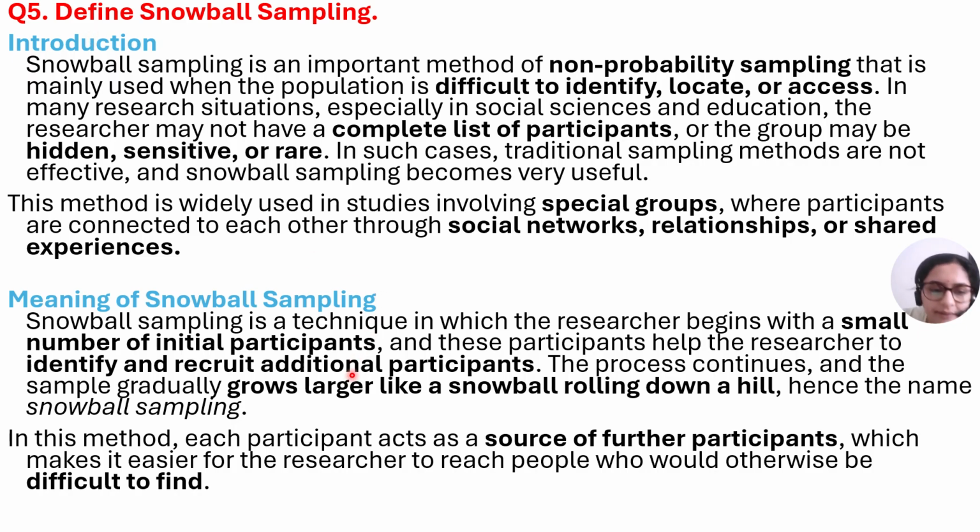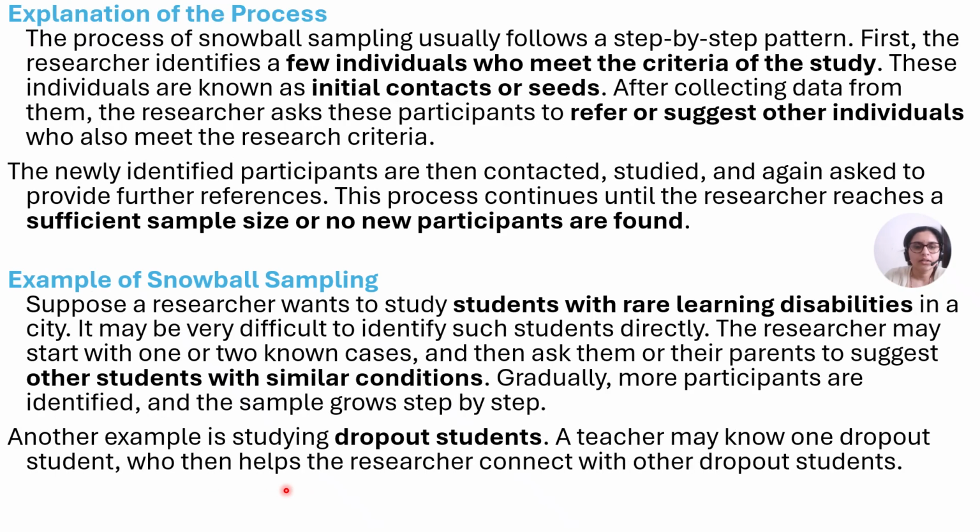Then define snowball sampling. We have already seen snowball sampling. If the sample is very rare and it is very difficult for the researcher to get the members of the sample, then he will select one person from the sample and ask that person to refer the other members of the sample. Okay, this is all the explanation of snowball sampling.